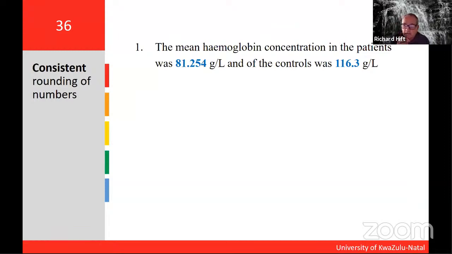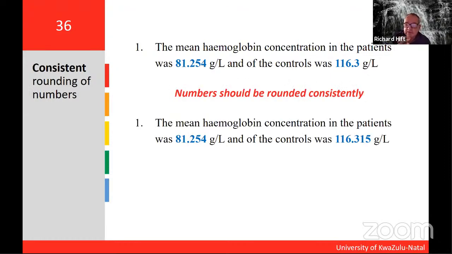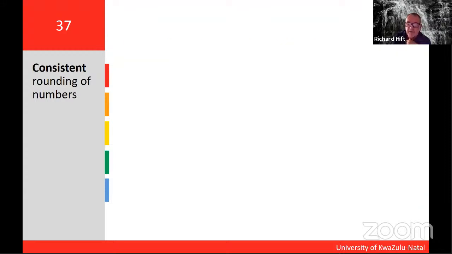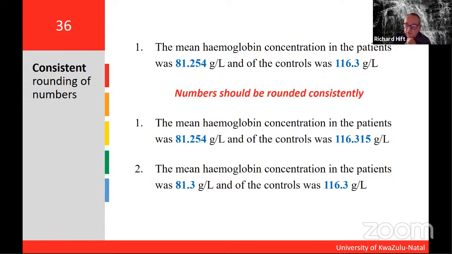So we don't like that. But what if you tell me, no, but actually, Prof, it really was 116.300? The answer is to be consistent, and you must actually write that. It should really be written as 116.300 to show you that it was rounded to 3 decimal places.